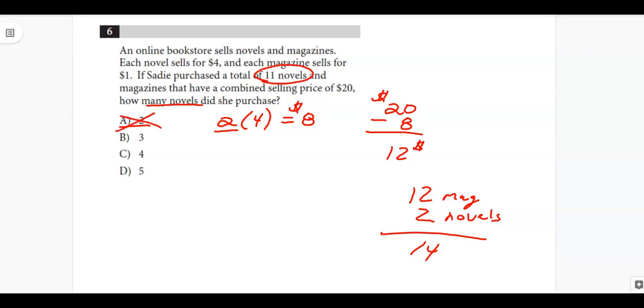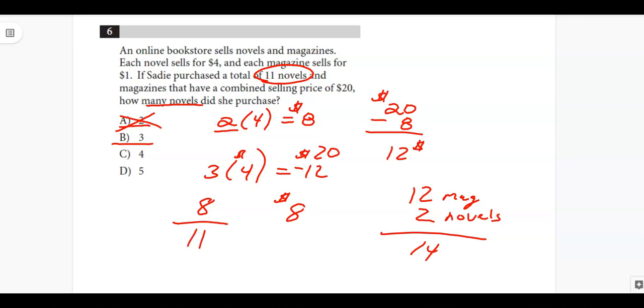And I could keep on plugging it in. When I try the next one, if I tried 3 novels, I would have 3 times $4, which is $12. Subtract that from my 20. So 20 take away 12 would give me $8 left. And since it's $1 per magazine, that would be 8 magazines, which would give me 11. But I like the system of equations. I think it's fast and you can always get the right answer without having to try all the answers.